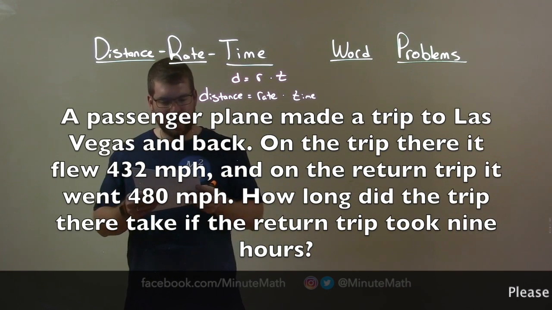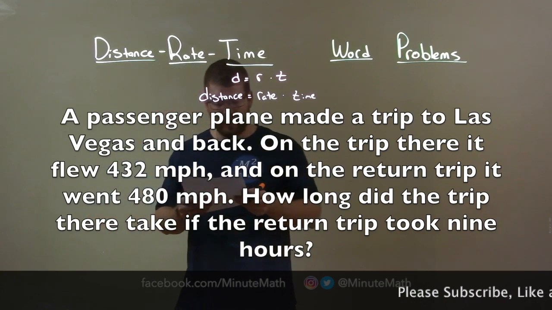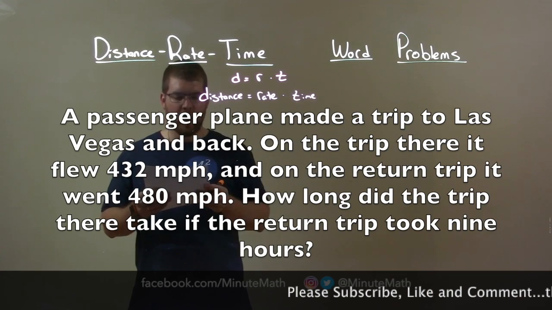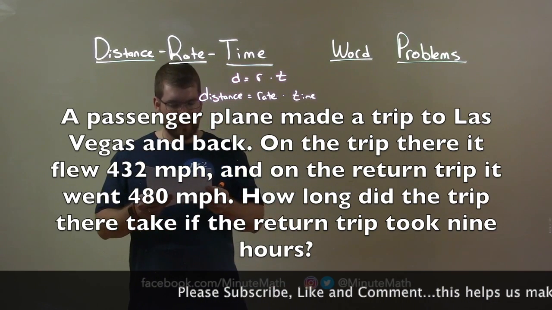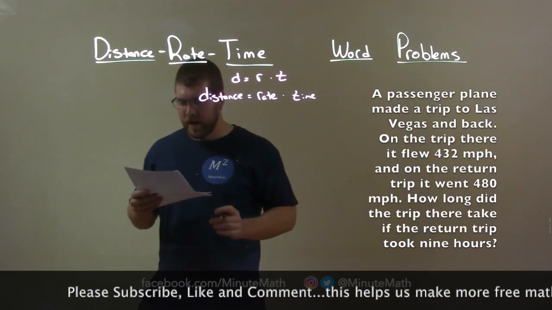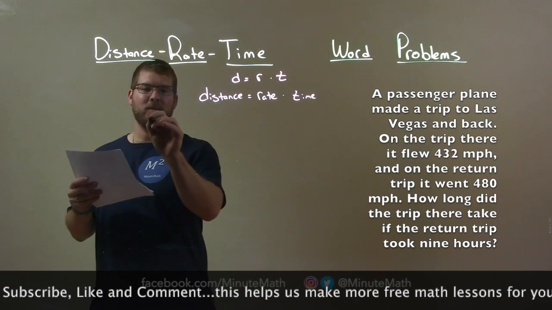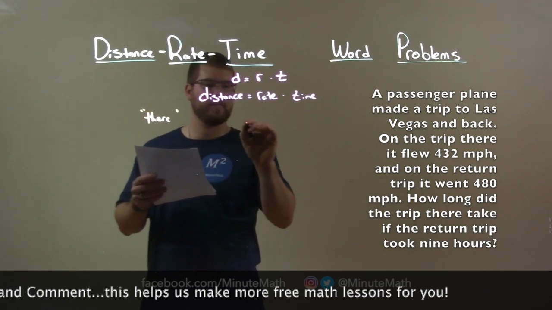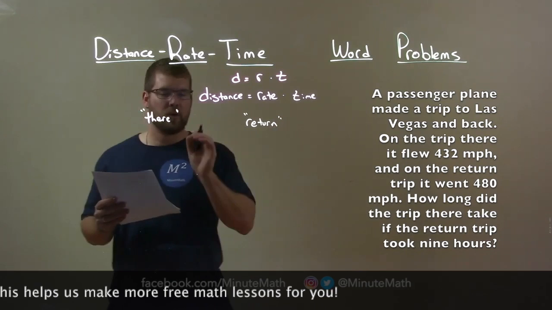A passenger plane made a trip to Las Vegas and back. On the trip there, it flew 432 miles per hour, and on the return trip, it went 480 miles per hour. How long did the trip take there if the return trip took 9 hours? So we have our trip there, and our return. I'm going to categorize it like that.